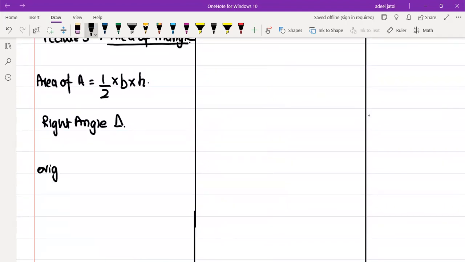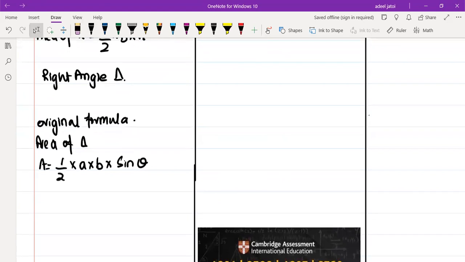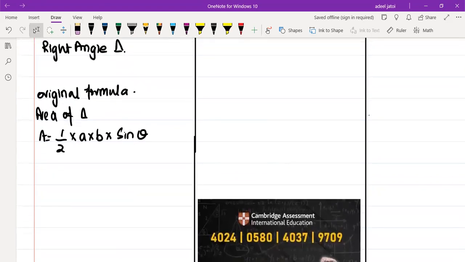Your original formula for the area of a triangle is half into A into B into sine theta. This generalizes the formula to find the area of what? Triangle. For this, you need to understand what A, B, and theta represent. Theta is the angle, and A and B are sides.